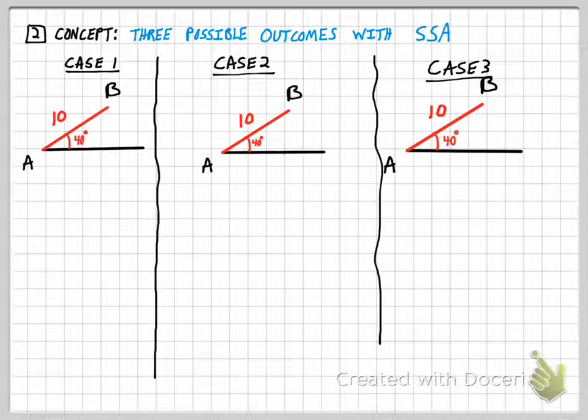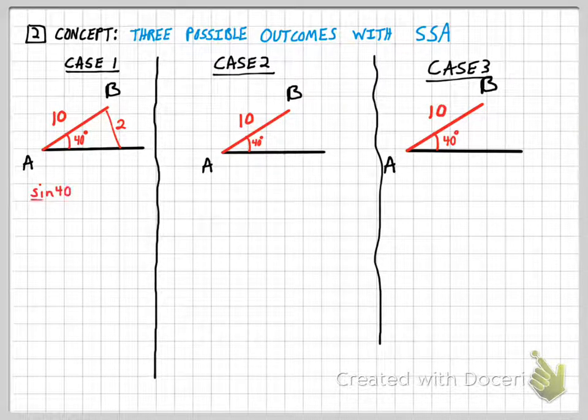I've drawn the same triangle three different times, and we're going to change side A slightly. In our first example, we're going to let A be 2. I'm going to draw in a side of length 2 and think about what happens. The law of sines is going to reveal what happens in every case, which will help us out quite a bit.